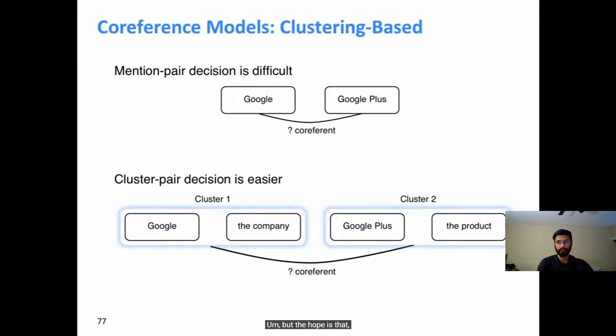But the hope is that if you've made some of the easy decisions first, so you've decided Google and the company are co-referent and Google Plus and the product are co-referent, then it should be much easier to say, well, product and company, they're definitely different things, and therefore we should keep these things separate. And so that is the goal.